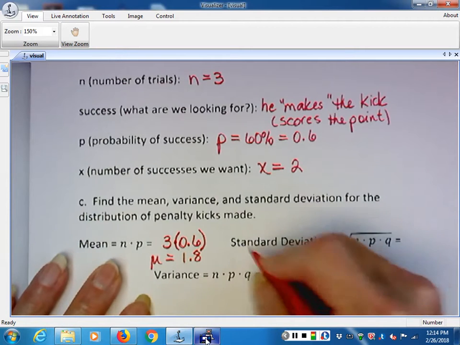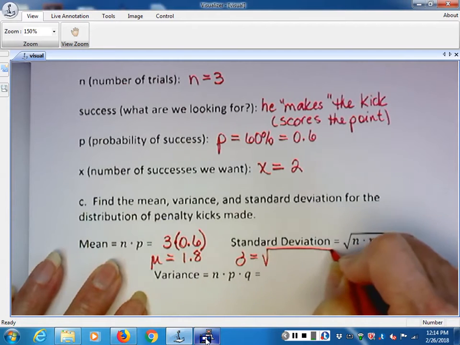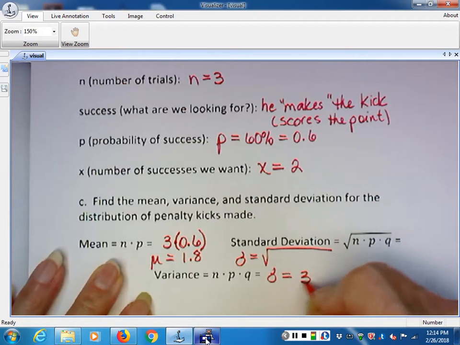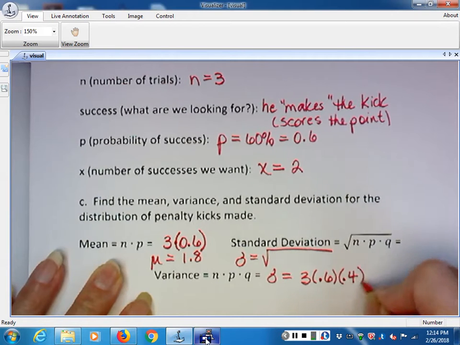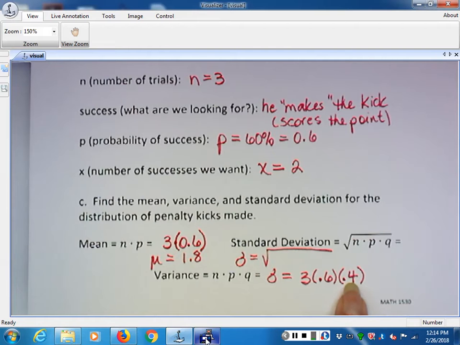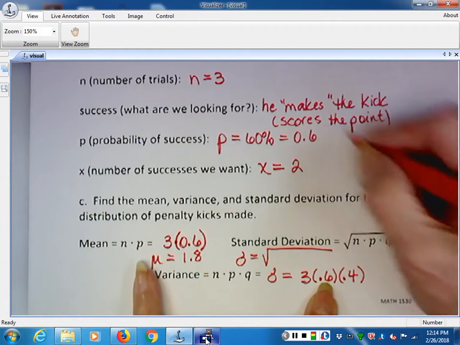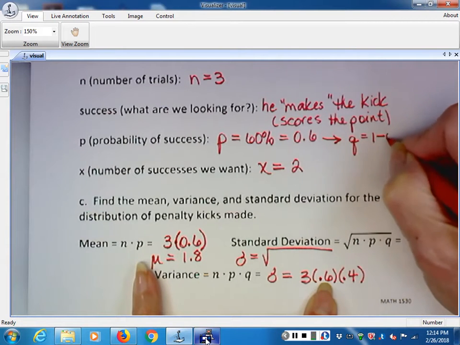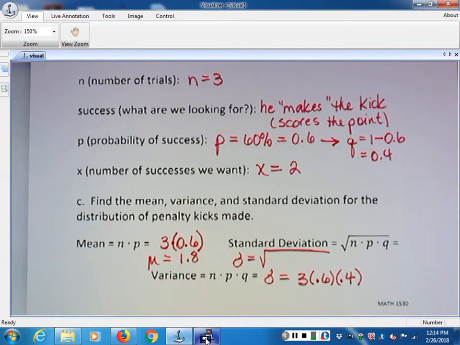Standard deviation is going to be the square root of n times p times q, which is going to be 3 times 0.6 times 0.4. Now, does everybody know where I got 0.4? If there's a 60% probability of success, that tells us that q is going to be 1 minus 0.6, which is going to be 0.4, or 40%. Okay?